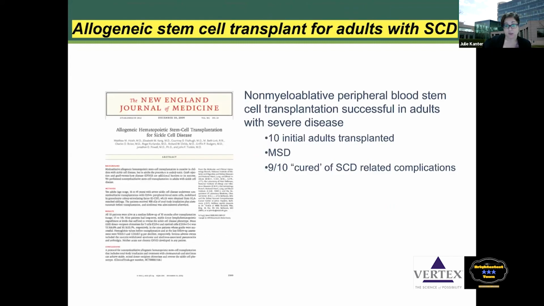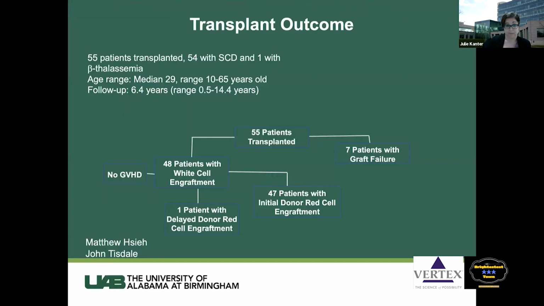This transplant regimen was used in adults, because remember I told you most of the original transplants were performed in children. And in this initial group of 10 adults, they found that they were able to cure 90%, or 9 of those 10, with sickle cell disease using this regimen.